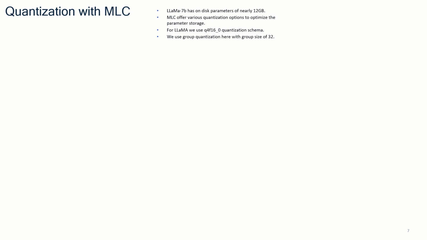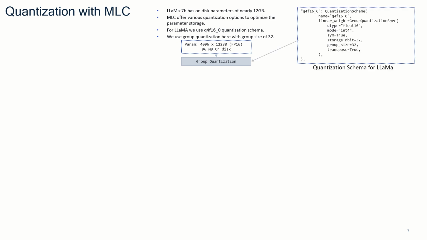So MLC has a quantization mechanism where we quantize all these parameters into a 4-bit representation, which drastically brings the overall size down to one-fourth of the original. How it happens is, let's take a simple parameter of size 4K by 12K, represented in FP16. The overall size of this parameter on disk is about 96 MB. And we call the quantization schema here group quantization.